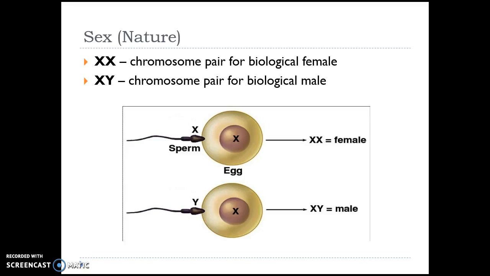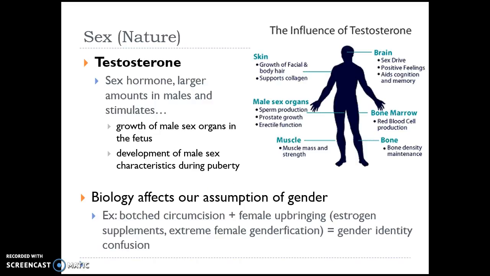All right, so let's start with the nature side of sex. Like I said earlier, XX indicates a biological female, while XY indicates a biological male. The egg is always going to have an X chromosome because women have XX pairings, so all eggs have an X, while the sperm is either going to have an X or a Y because men have XY chromosomal pairings. So it just depends on the chromosome that the sperm is carrying. That is going to indicate what sex biologically the offspring is.